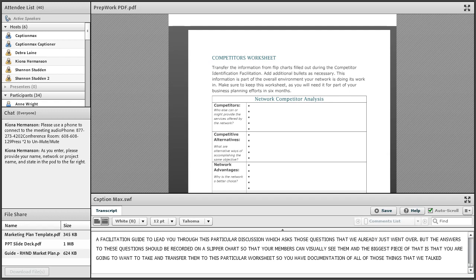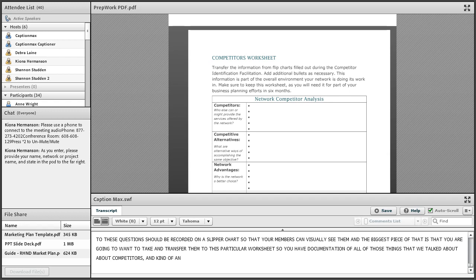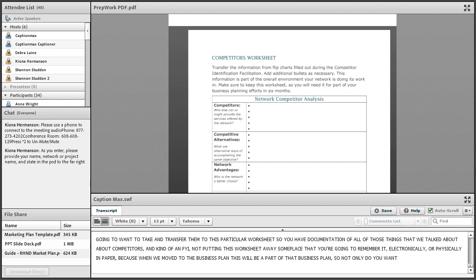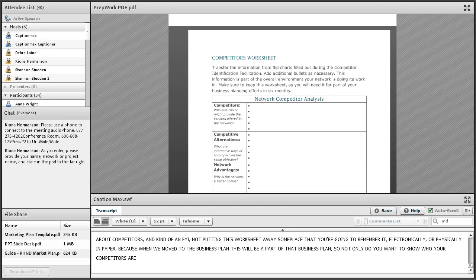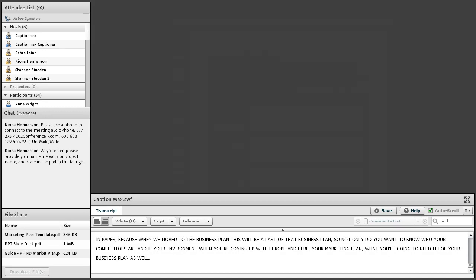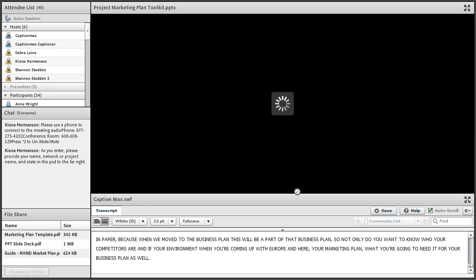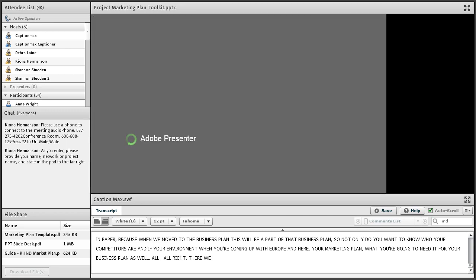And the biggest piece of that is that you're going to want to transfer them to this particular worksheet, so you have documentation of all of those things that you talked about regarding competitors. And a FYI is to put this worksheet away in some place that you're going to remember, electronically or physically on paper, because when we move to the business plan, this is going to be a part of that business plan. So not only do you want to know who your competitors are as part of your environment when you're coming up with your marketing plan, but you're going to need it for your business plan as well.